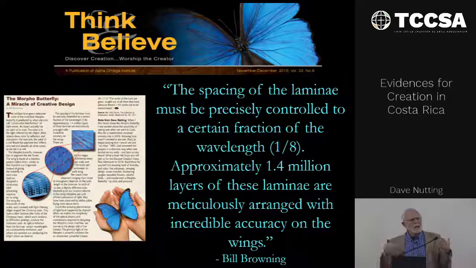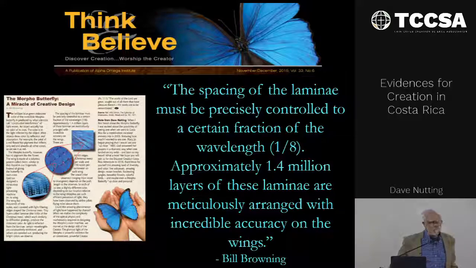Here's what they call constructive interference. We wrote an article on that, or actually Bill Browning wrote an article for us for Think and Believe several years ago. Basically these laminae are on each of these tiny, tiny scales, and each scale has all kinds of these little laminae. The spacing of the laminae must be perfectly controlled, exact spacing, because it has to be within a fraction of the wavelength of light.